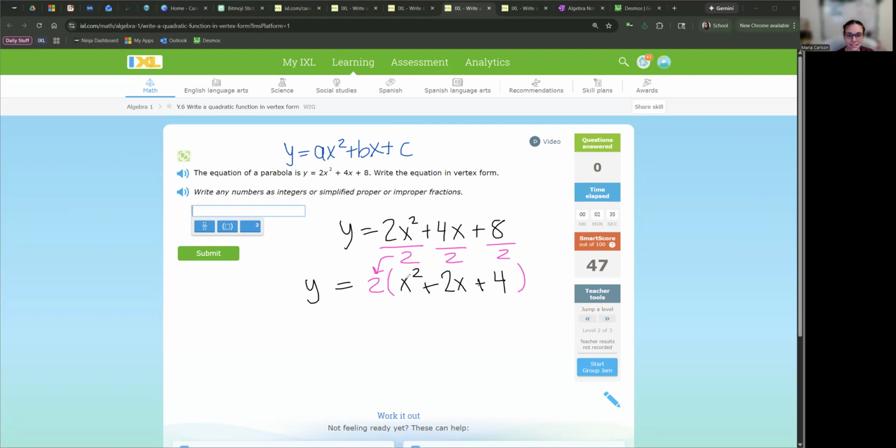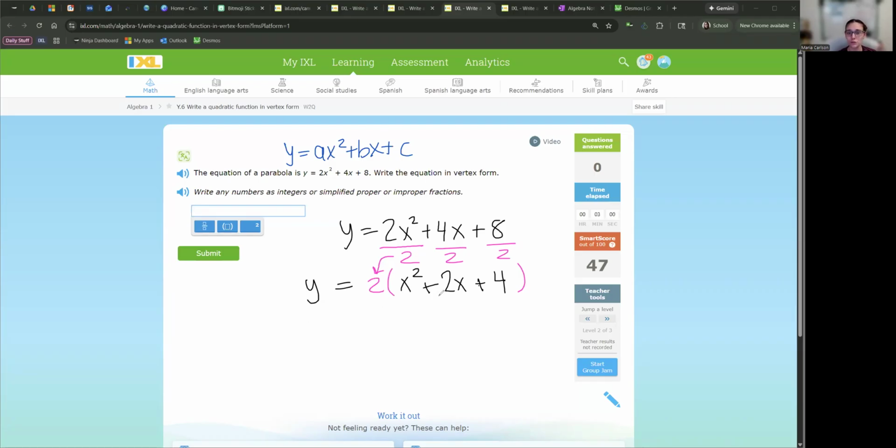Now, let's look at this x squared plus 2x plus 4. That, unfortunately, is that a perfect square trinomial? I don't think so. I don't know how I would factor it. It's not x plus 1 squared. So I am going to see if I can complete this square.